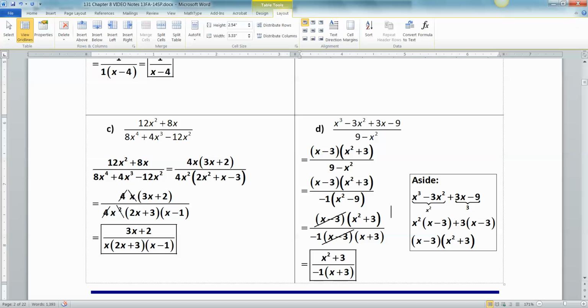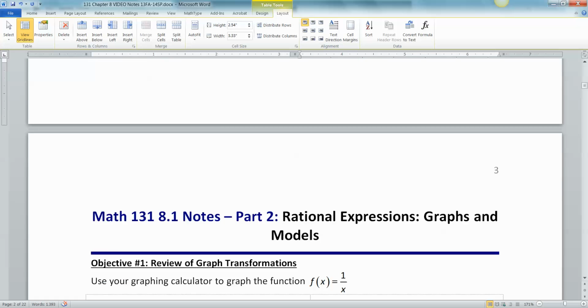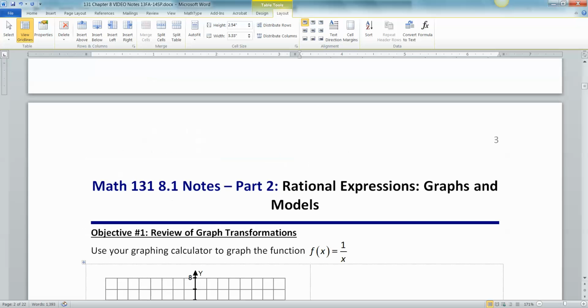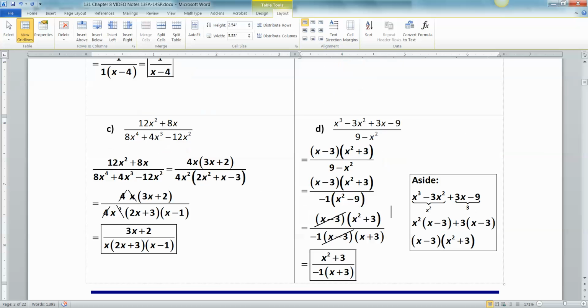All right, we are all done with section 8.1 part 1. I'll see you back here for 8.1 part 2, where we deal with the graphs of rational expressions and what those look like. See you then.